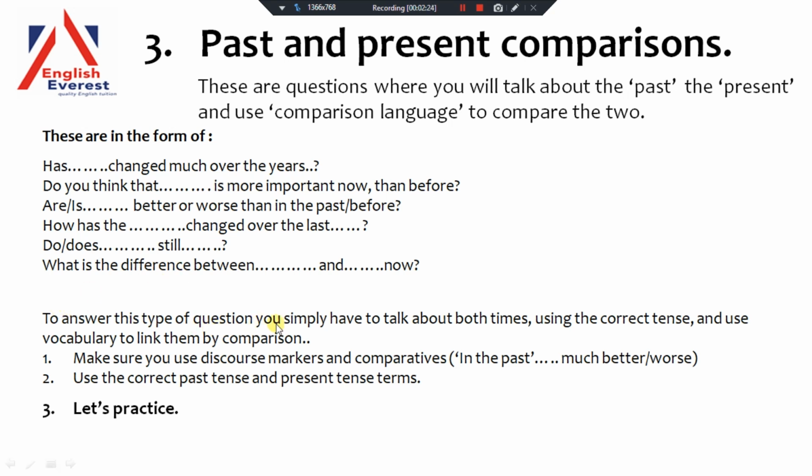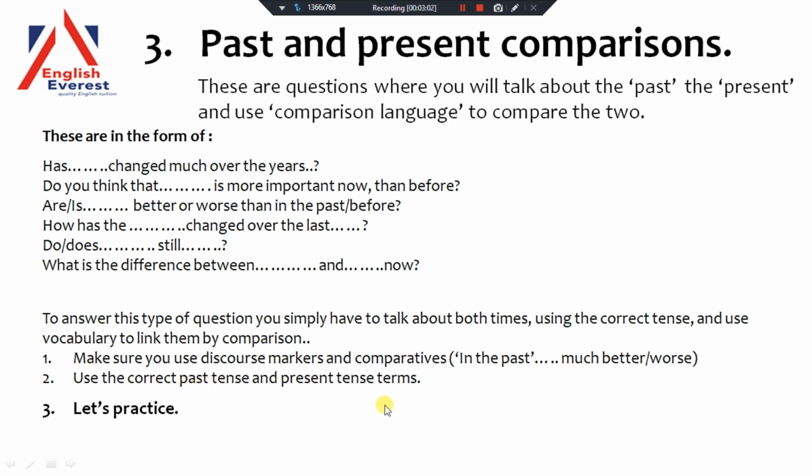Okay, to answer this type of question, you simply have to talk about both times, past and present, use the correct tense, and then use vocabulary to link them by comparison. Make sure you use discourse markers and comparatives. For example, in the past is a discourse marker. Much better or worse is a comparative. But again, I've reiterated, the examiner is checking to make sure that you can distinguish correctly when you're using the past, when you're using the present.